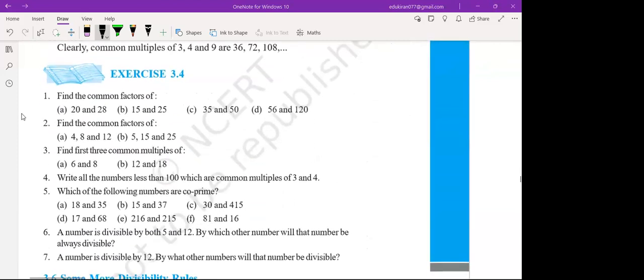Okay, now let's do question number 1. This one I think is easy, so you can do it. A part, B part, C part, and D part. You have to find the common factor. First you find the factors of 20 and 28, then the common ones. Then 15 and 25, like this. Clear? Is it clear, question number 1? Salman, is it clear to you as well? Yes, ma'am. Okay, so quickly do all the parts till D, then we'll discuss the answer.